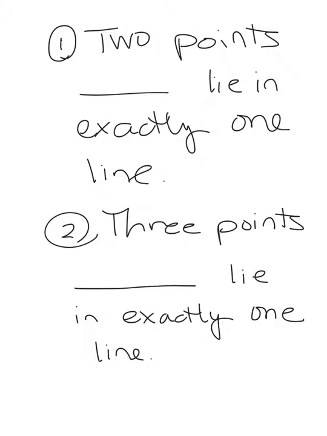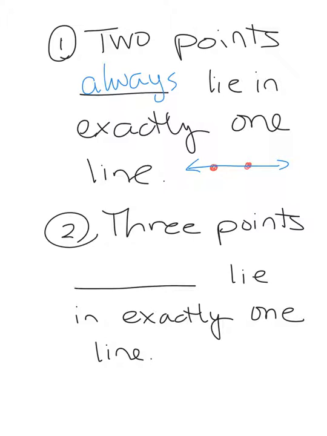Looking at our first statement, we have 2 points, and then we need to know whether we're going to use sometimes, always, never: 2 points lie in exactly one line. So let's think about this. If I had 2 points, and I were going to connect them with a line, they look like that. If I were to draw another line, it would be right on top of it, because 2 points always lie in exactly one line. I can only get them in that single line.